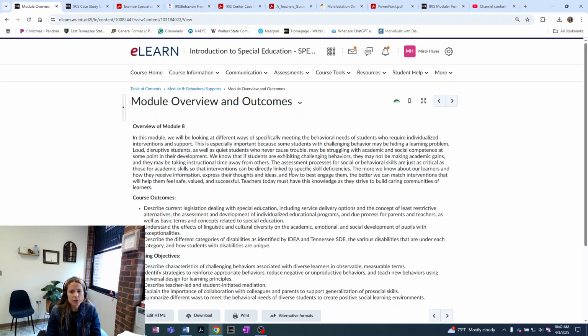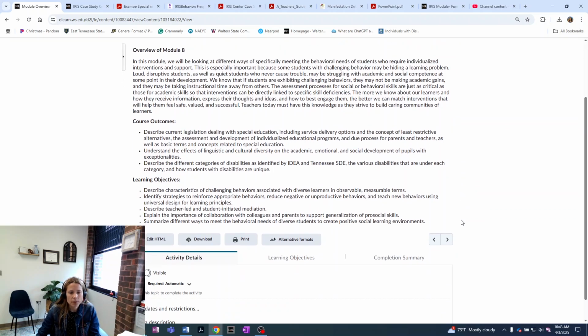With challenging behaviors, students also may struggle academically and socially. There's a lot of things that are interrupted in their development. So it's important when they're exhibiting these behaviors that you are able to intervene, try to understand what's going on, receive more information, and come up with an intervention that would be able to support them. That's really the overview of what we're looking at in Module 8. As I mentioned, you're not going to learn every single thing about behavior with one module. You can do a whole course on just behavior alone.